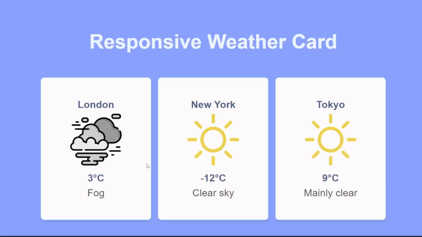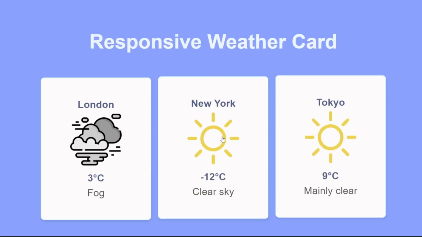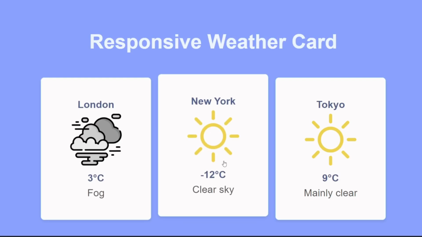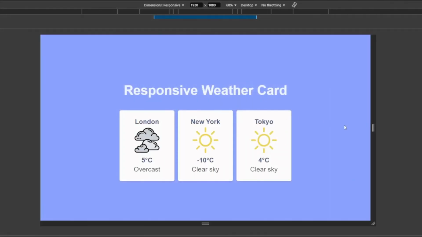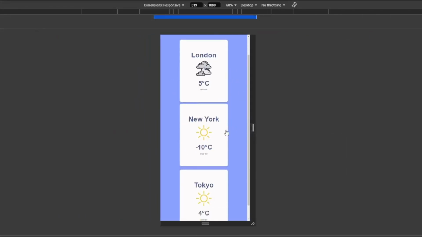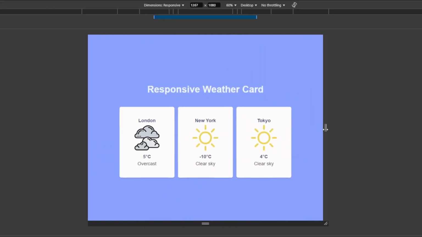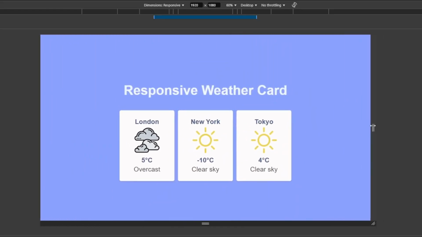Once the code is complete, preview the project in your browser. You'll see beautifully styled weather cards for London, New York, and Tokyo, displaying live temperature, weather conditions, and a matching icon. The layout remains perfectly responsive across devices, and the hover effect adds a polished touch.